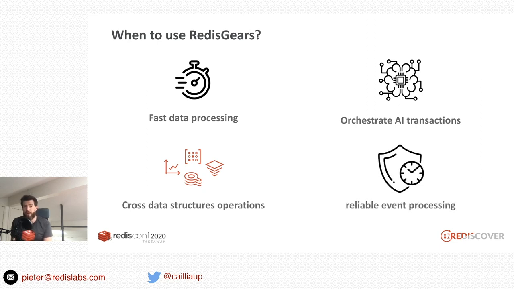It also adds reliable event processing. So you can attach a function onto a keyspace notification, and you can allow that to be reliable. Whenever you write into a set, we can, for example, make sure that the update is also being added into a stream. And it's going to be all or nothing, right? Either you have the data in your set and in the stream, or you don't have it at all.